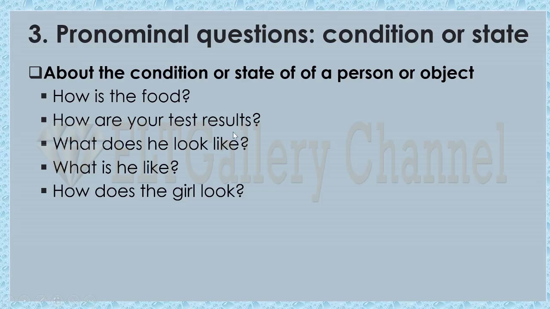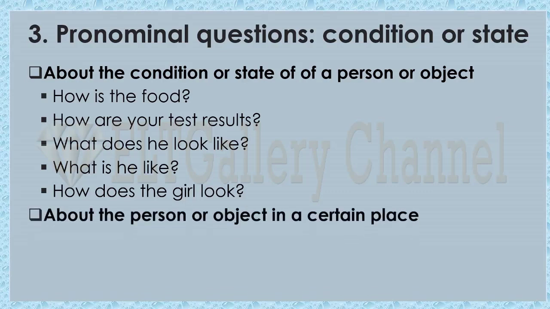condition or state. And here we have how, and the be over here, and then you have the subject, the food, your test. Or we can also use what did he look like? What does he look like? What did he look like if it was in the past? Or what is he like? Here, like is just a preposition. It doesn't mean a synonym of love. It's just like he is like my brother.